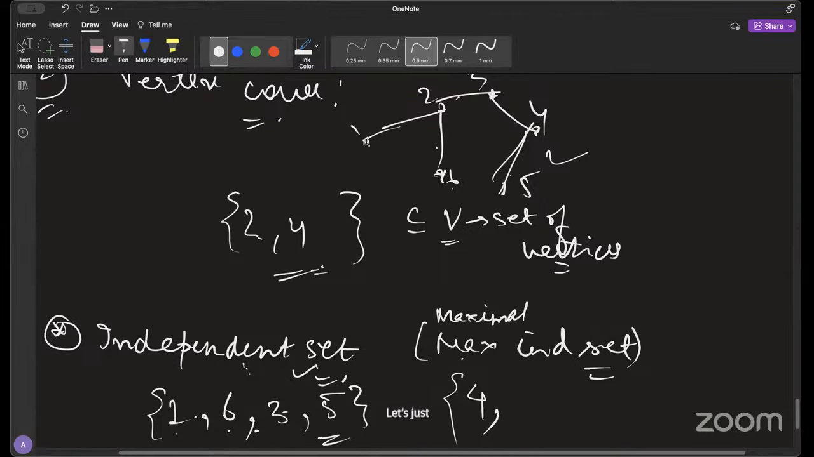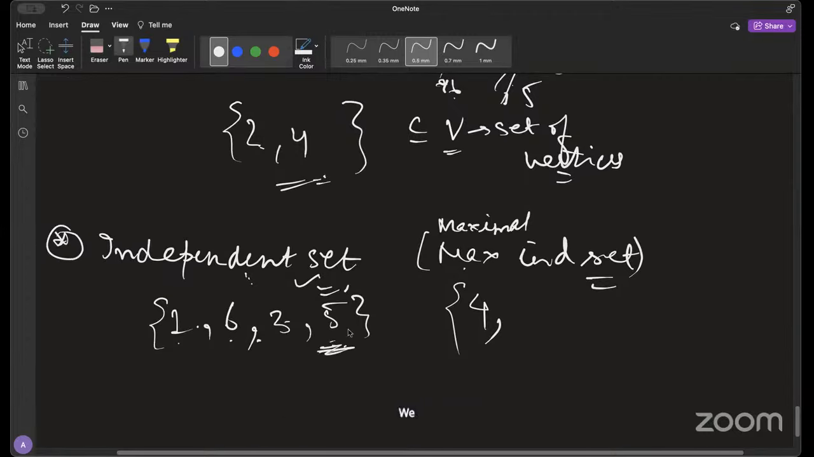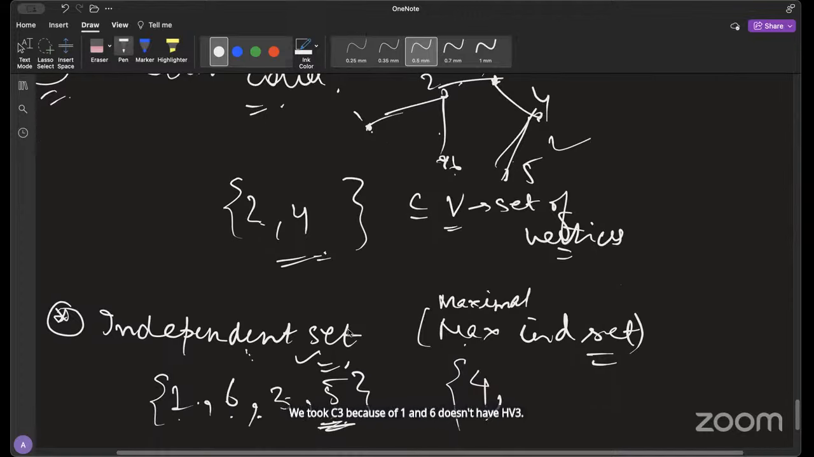Let's just say you start with 1, so you can't take 2 in the set because they have an edge. Then you will take 6 because 6 and 1 do not have an edge. Now you have 1 and 6, so you have to make sure the other vertex does not have an edge with 1 and 6. 3 does not have an edge with 1, and it doesn't have an edge with 6. Then you move on to 4, but 4 has an edge with 3, so we don't take 4. 5 does not have an edge with any of the already mentioned ones, 1, 6, and 3, so you can include 5.